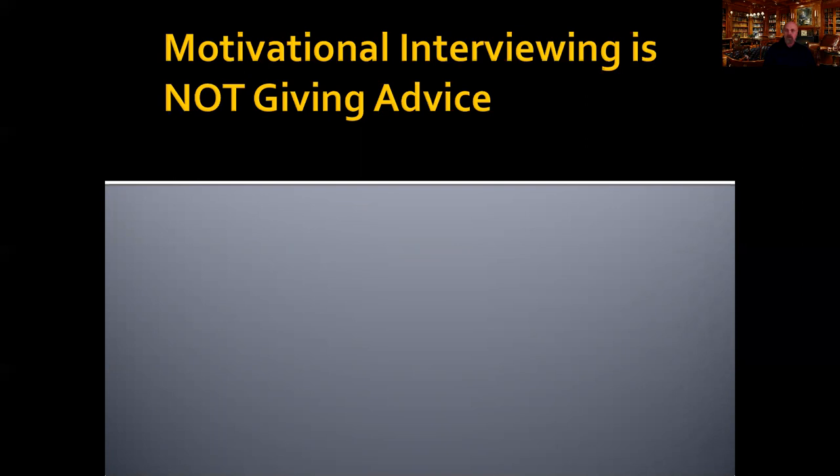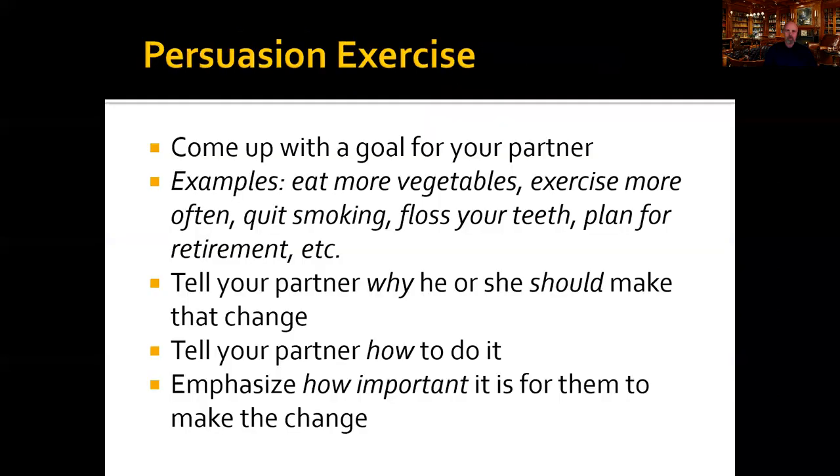In addition, clinicians go through schooling. Alcohol and drug counselors go through a lot of schooling. Mental health clinicians go through a lot of schooling. Nurses go through a lot of schooling. And so the tendency is, hey, I've learned all this stuff. I'm going to give you all kinds of advice and I'm going to tell you what to do.